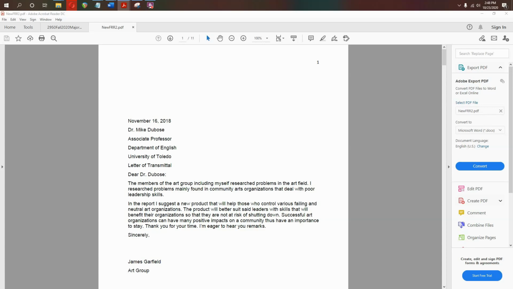The first thing you notice is that the letter of transmittal is on top. That's good. However, it doesn't look all that good. It's unattractive for a few reasons. It uses a sans serif font instead of a serif font. It's spaced weirdly. Why is it this far into the paper?